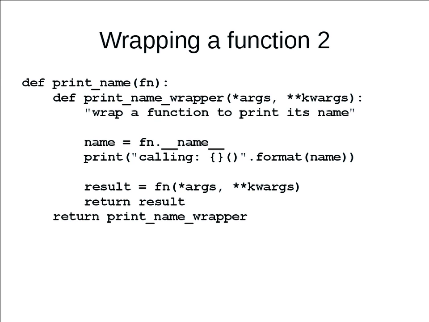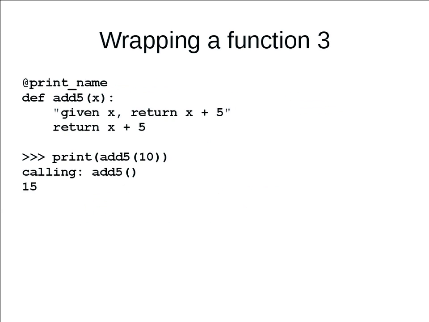So fn, you'll notice fn is not specified in print name wrapper, it's specified in the outer function. So we're going to close over fn. We're going to store that, and then we collect the arguments and shove those in there and then return the result. So def print name immediately defines this new function, and then the only other thing print name does is return this new function object that it made. And then this works as a decorator. So here's an example of using it. At print name on the add5 function, when you call add5, it prints calling add5.